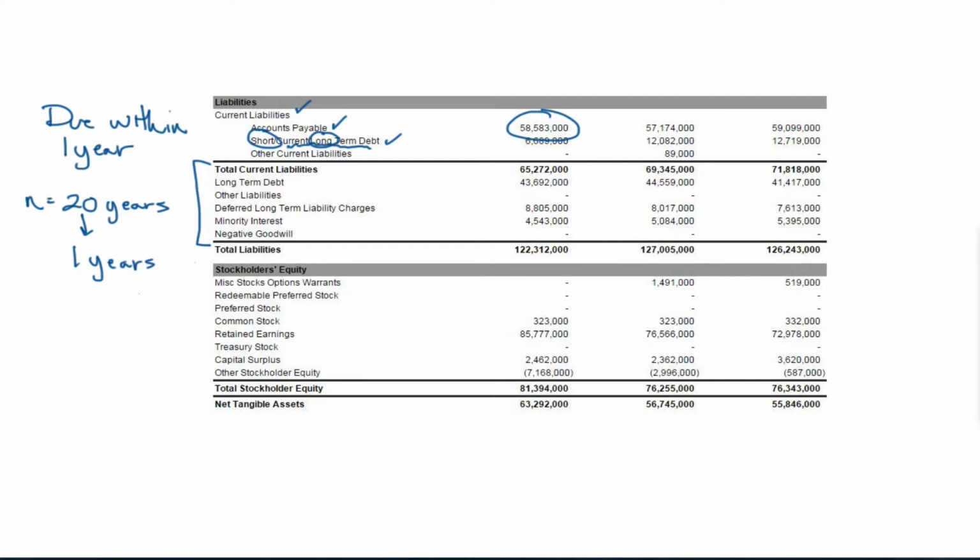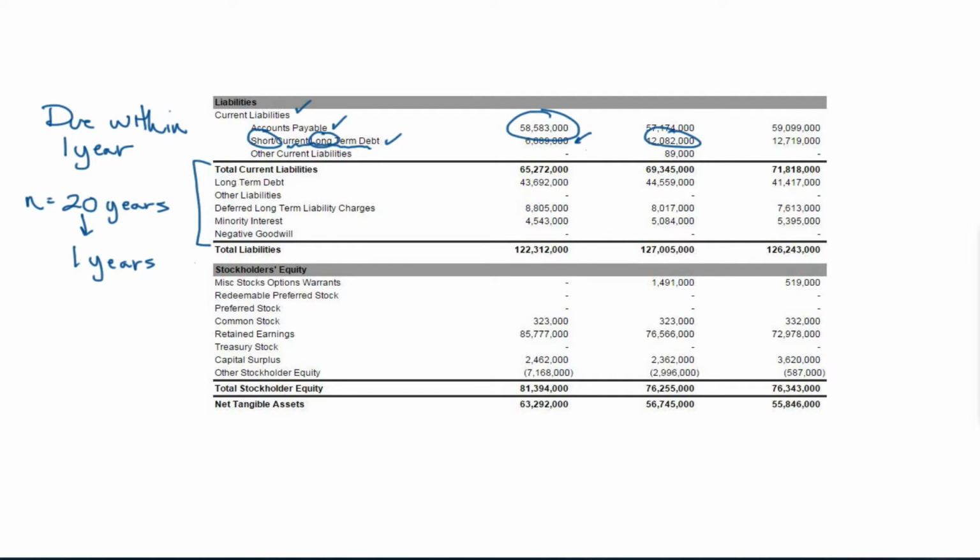In this case, $6 billion, not necessarily a sizable amount when compared to other figures, but looking at our comparative analysis, you would see that we had a little over 12 billion here, and now we're at less than 6. So we are in the process of paying off some of that current long-term debt.